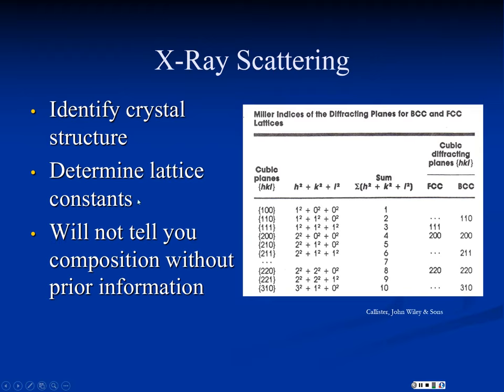So here's the key. We can get lattice constants. We can identify the type of crystal, FCC, BCC, HCP, simple cubic, whatever. We can determine lattice constants. That is, you actually can measure the size of the crystal from the peak locations. But it doesn't tell us composition. And one of the things we're most often interested in materials problems for an engineer is composition.